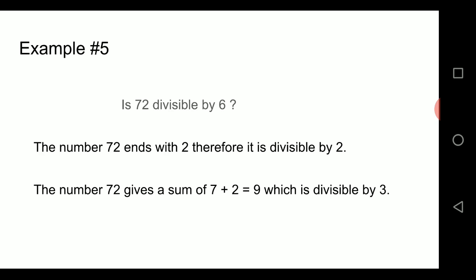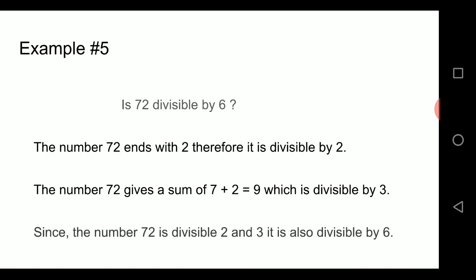Okay, so we established that the number 72 is divisible by 3 and 2. Therefore, it is divisible by 6. That's the idea behind coprime.